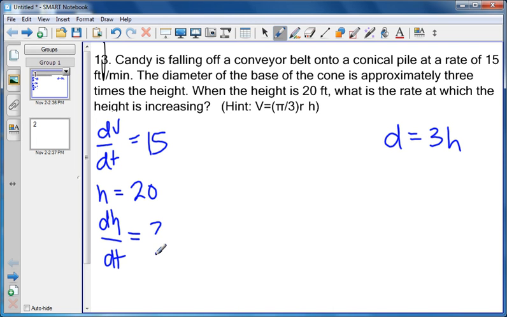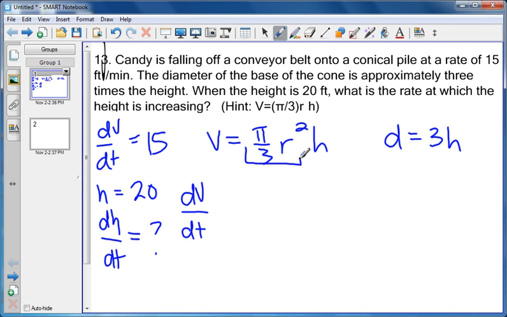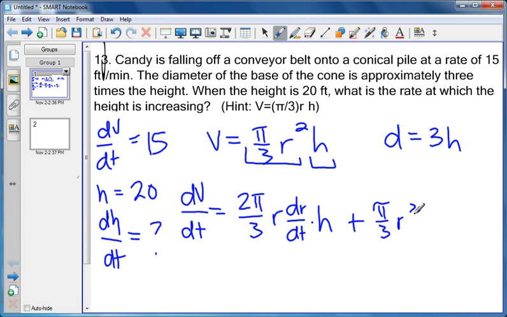Now we're given the equation. It's V equals pi over 3 r squared h, sorry, had some issues on the copy and paste. And to take the derivative of that, we're going to have to do the product rule. So I'm going to just write this out for you just now, but we basically split it into pi over 3 r squared and h. So we do the derivative of the first piece, which would be 2 pi over 3 r dr/dt times h, plus the first piece, pi over 3 r squared, times the derivative of the second piece, which would be dh/dt.